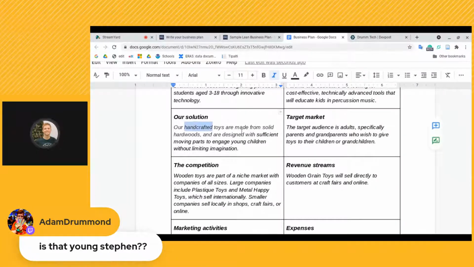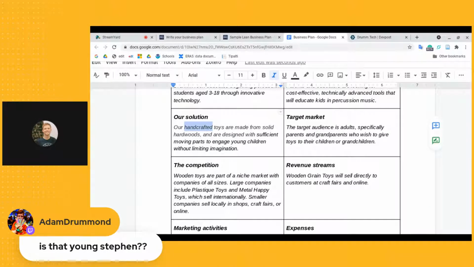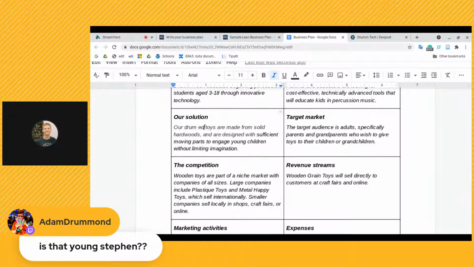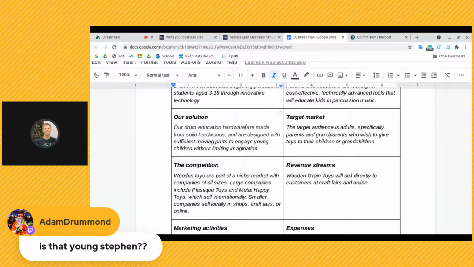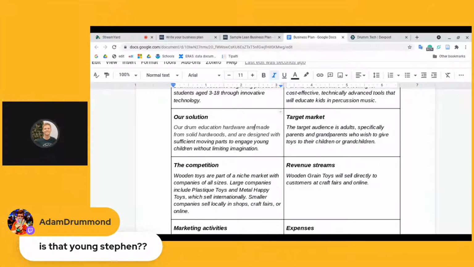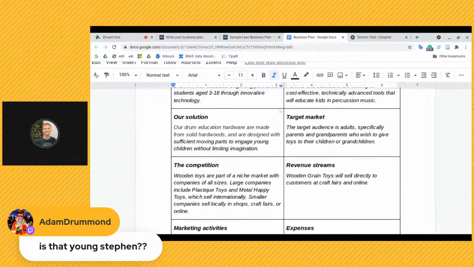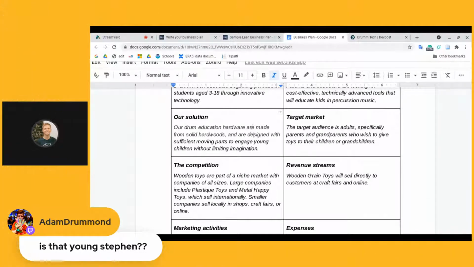So our good is our drum education hardware, and some of the competitive advantages of our drum education hardware. So instead of saying it's made from solid hardwoods and is designed with moving parts, these would be competitive advantages for the toy company. But we want to talk about the competitive advantages of our drum education hardware.